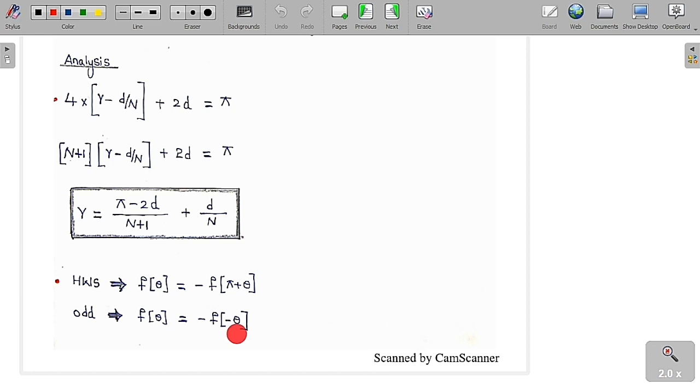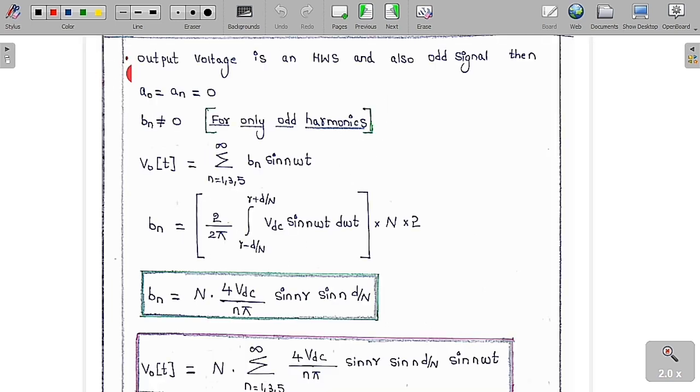So f of minus theta is equal to minus of f of theta, then we get what is called an odd signal. So this signal is going to satisfy these two properties, half-wave symmetry and also odd signal. The output voltage is half-wave symmetric and also an odd signal. So then what is going to happen?